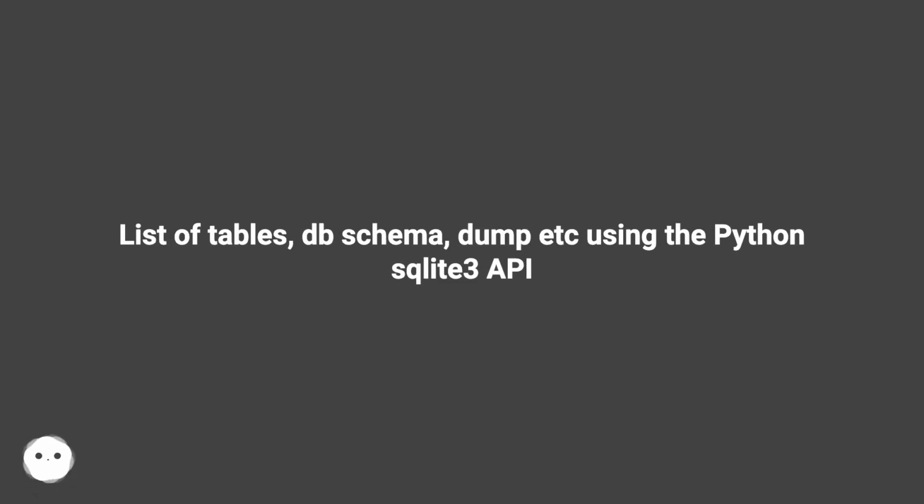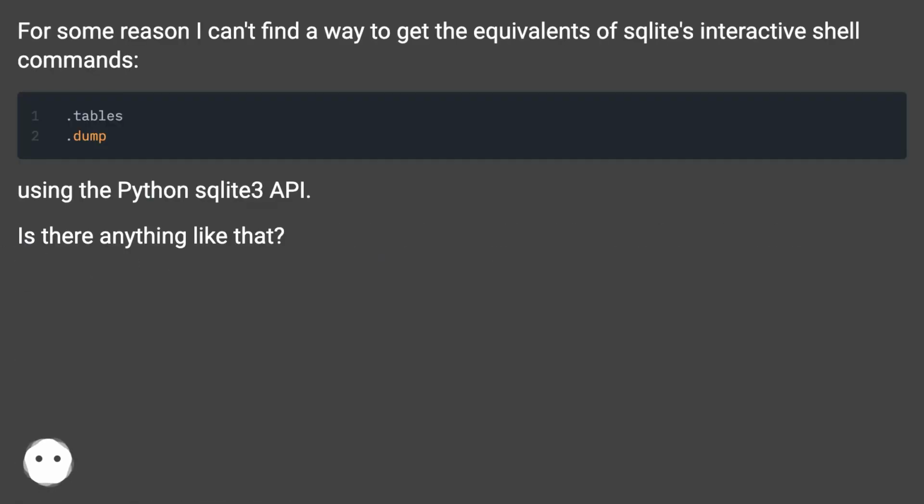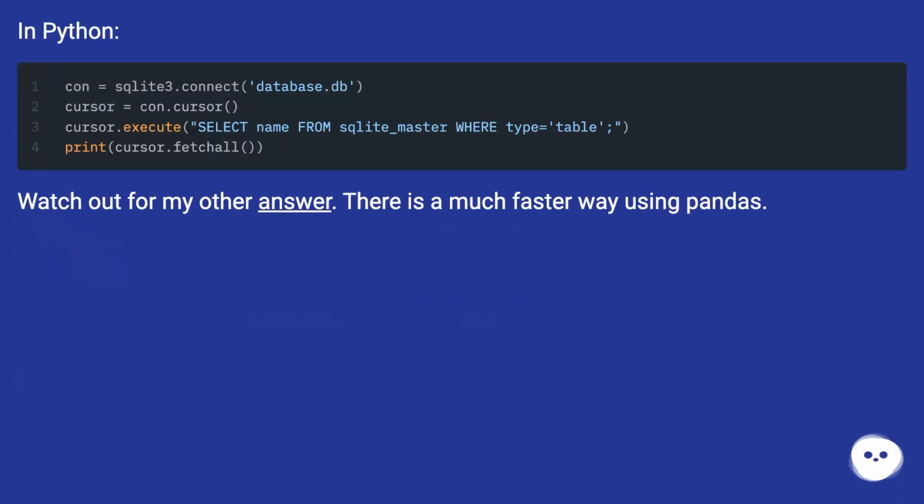List of tables, DB schema, dump, etc. using the Python sqlite3 API. For some reason I can't find a way to get the equivalent of sqlite's interactive shell commands using the Python sqlite3 API. Is there anything like that in Python?